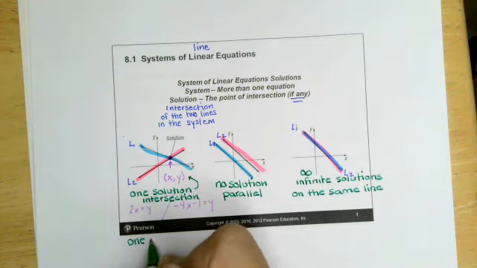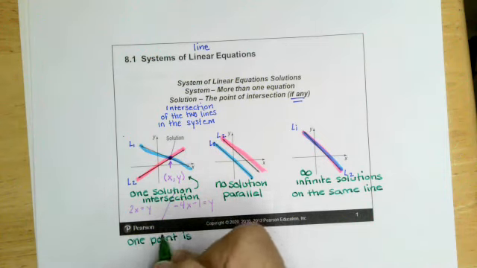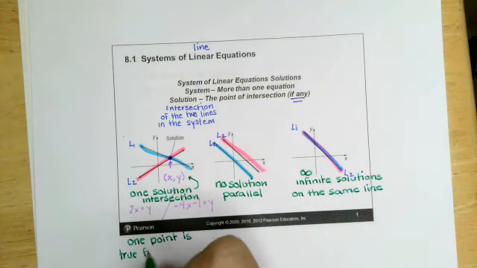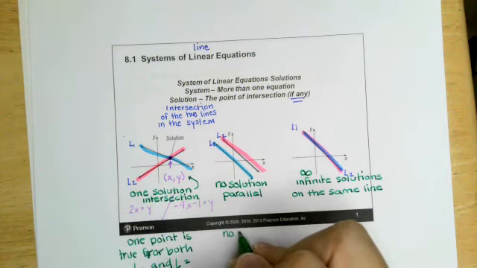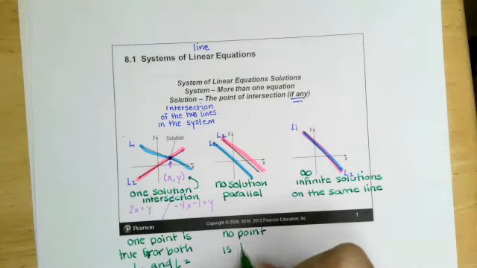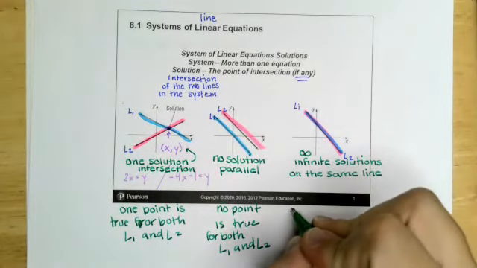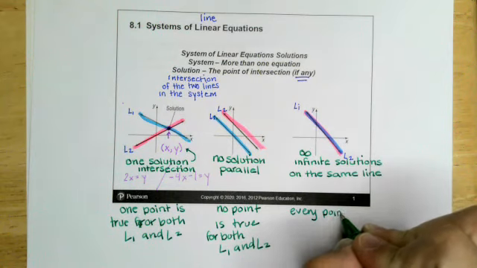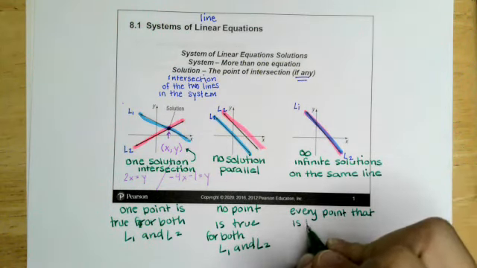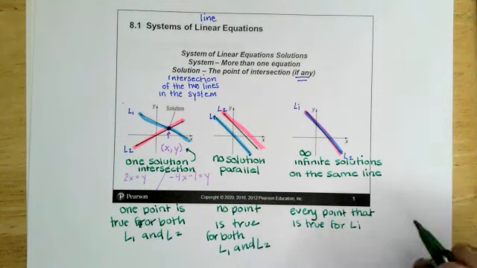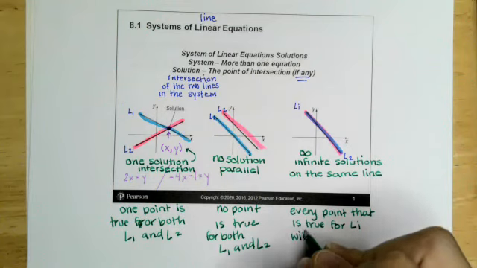So one point is true for both L1 and L2. No point is true for both L1 and L2. And in this one, every point that is true for line 1 will also be true for L2.